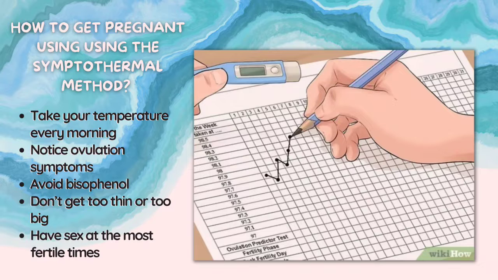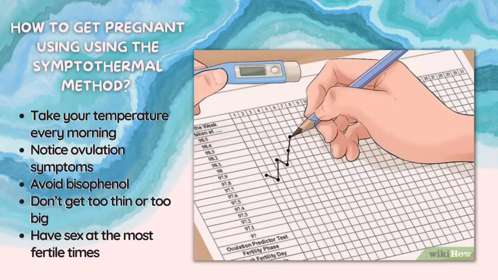Step number 3, avoid bisphenol A. Si BPA, sinisira niya si endocrine system at ginadecrease ang sperm quality at libido ng mga lalaki. Sa babae naman, ginareduce niya ang egg quality at hormone production. Kung gusto mo mabuntis, iwasan mo ang ma-expose sa mga bagay na may BPA.